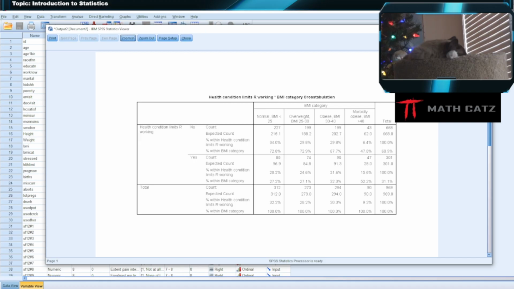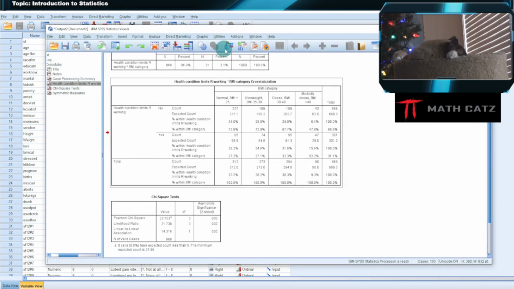So we can say there is very strong evidence to suggest that the BMI category is not independent from the health conditions that limit working ability. And it may be a risk factor, actually. All right, so that wraps up our quick little demonstration for how we can use SPSS to do an example like the Chi Squared test for independence.